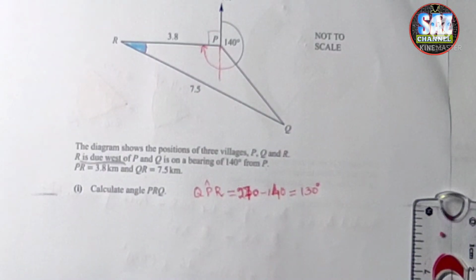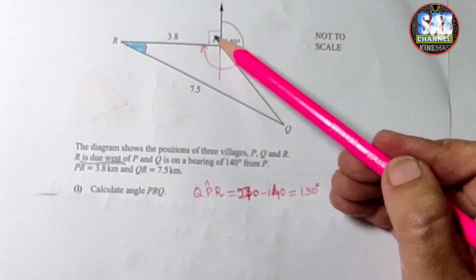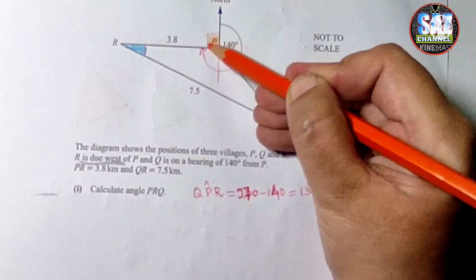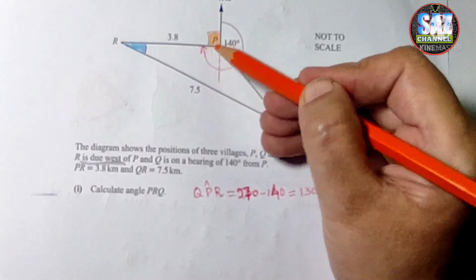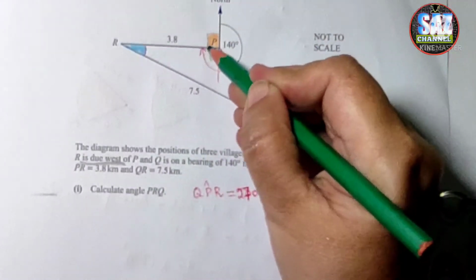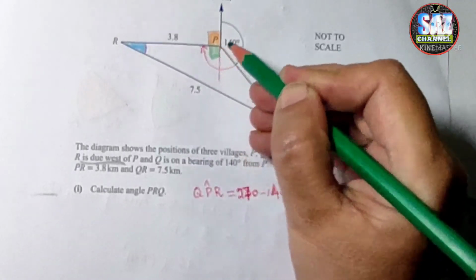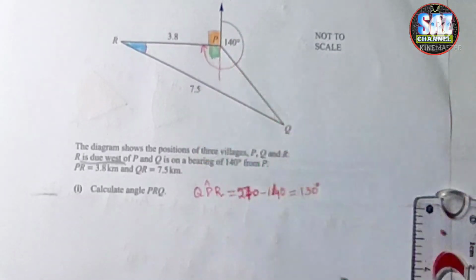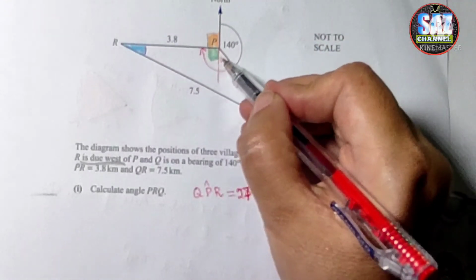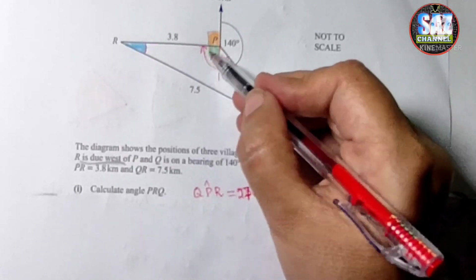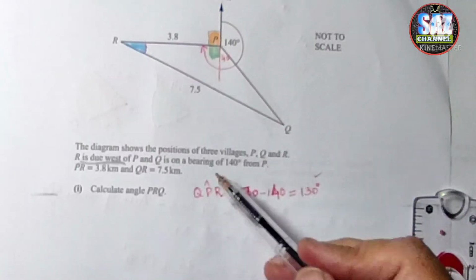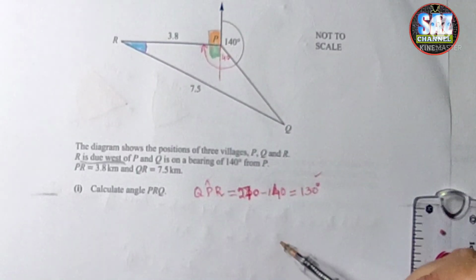Another way of reaching the same position: this angle is 90 degrees, this angle is 90 degrees, and this angle will also be 90 degrees. And then this is the semicircle. So if some portion of the angle is 140 degrees, the remaining will be 40 degrees. So 90 plus 40, total will be 130 degrees. So in any case, the angle P will be 130 degrees.